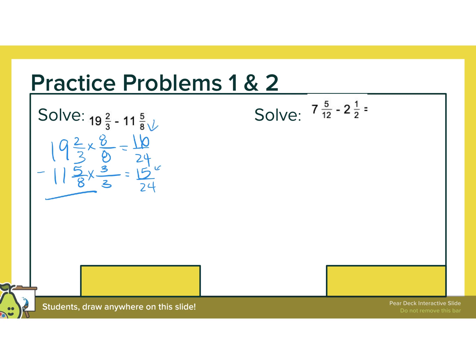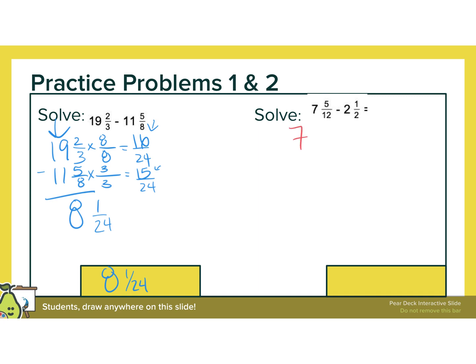16 minus 15 is 1/24. Now my whole numbers, 19 minus 11 is 8. Final answer, nothing to reduce. That's the only answer you can have. Practice problem number 2.